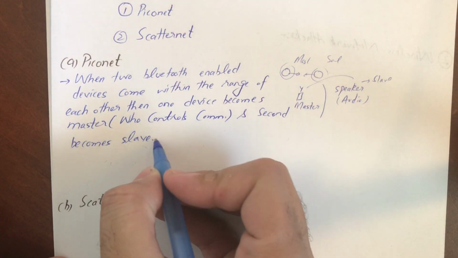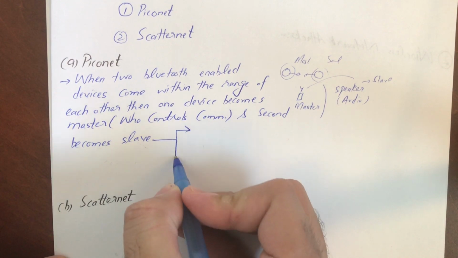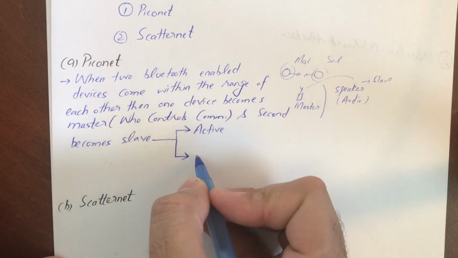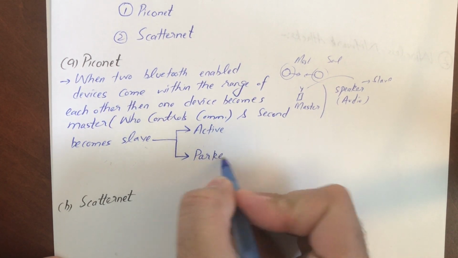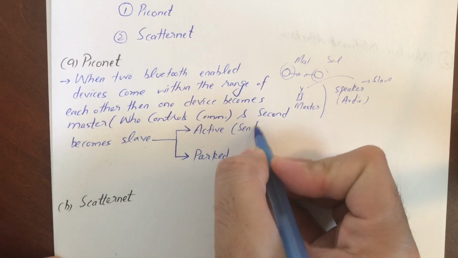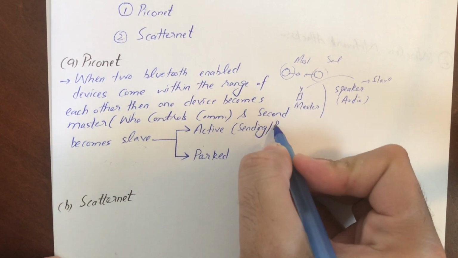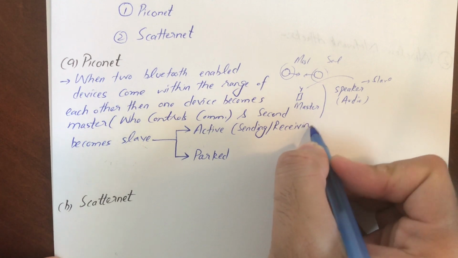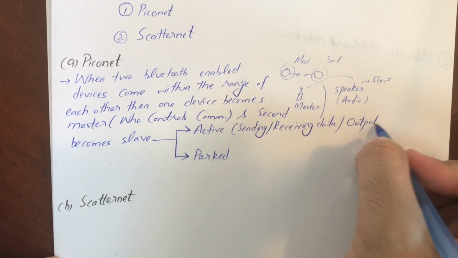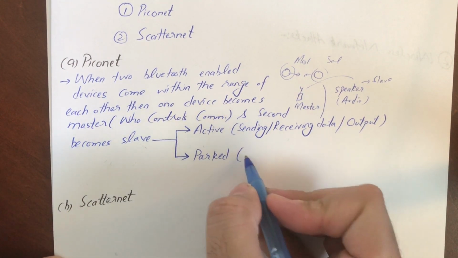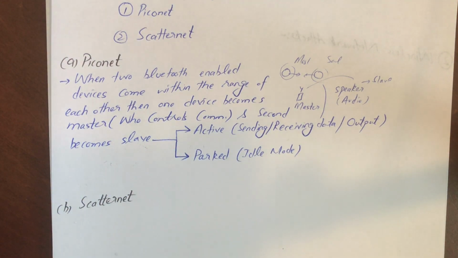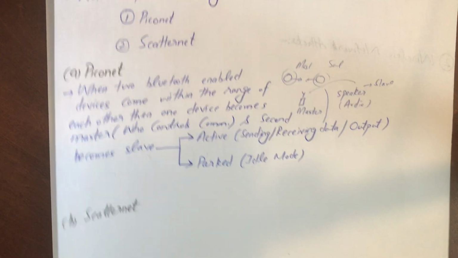Now slaves can be further classified into two types. A slave can be an active slave, or it could be a parked slave. An active slave is one actively communicating data, sending or receiving data plus giving output. A parked slave is in idle mode. It might be getting data but not giving any kind of output.